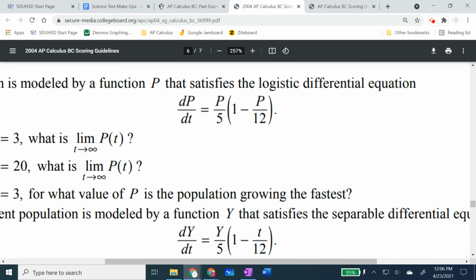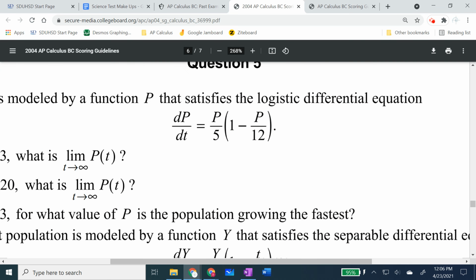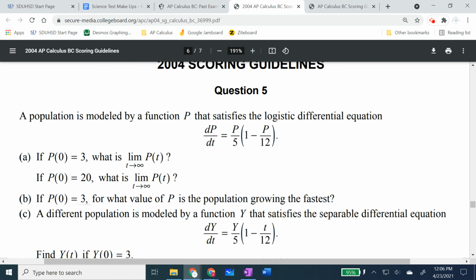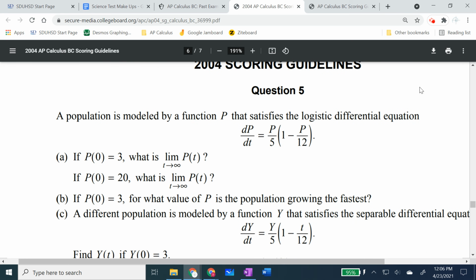Look at the differential equation. What is the carrying capacity on this problem? Yep, 12 is the carrying capacity. Now, I want you to see that part A is giving you two different initial populations. One of them is well under carrying capacity, but a reproducible number. The other one is over carrying capacity, in fact, well over carrying capacity.